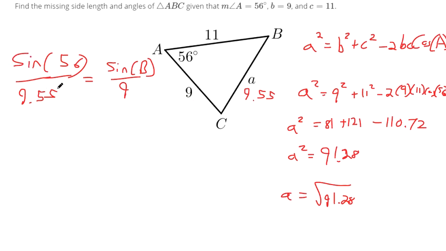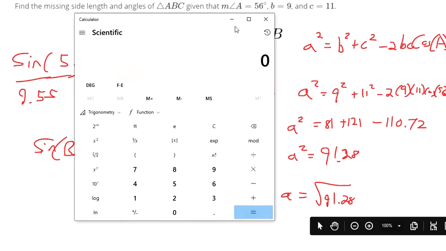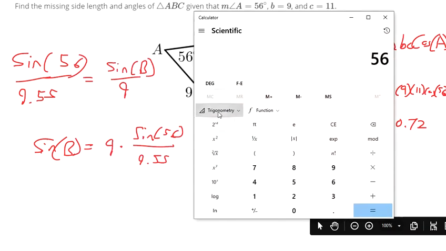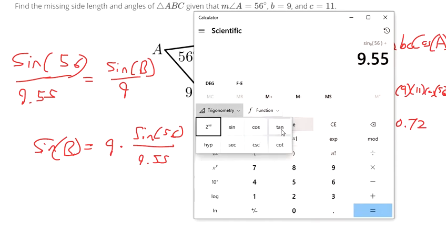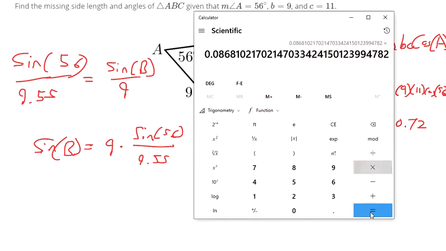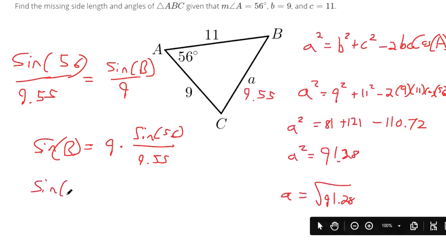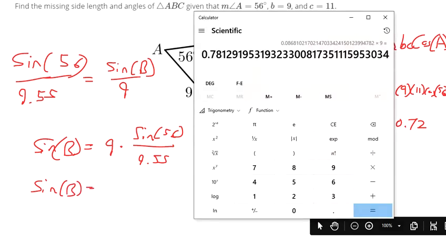Okay, and then we can solve this just like we usually do. Sine of B is equal to 9 times sine of 56 over 9.55. So sine 56 divided by 9.55, and then multiplied by 9, that's 0.78. So sine of B equals 0.7813.